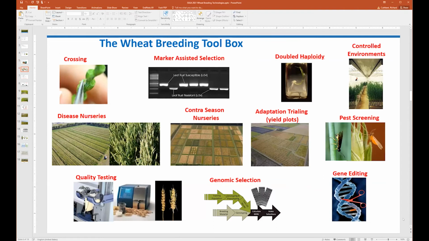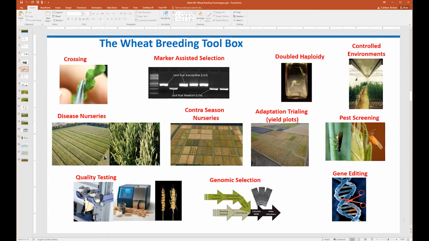So I've been referring to this as the wheat breeding toolbox. It's pretty hard to run a wheat breeding program without access to all of these tools, from the ability to do crossing. You really need to be able to do marker assisted selection. It's been in use for well over 20 years now. Doubled haploidy is important in certain cases. Access to indoor controlled environments, access to all the appropriate disease nurseries. Use of contra-season nurseries is quite important and has been for decades. It's quite a bit more efficient than using indoor controlled environments for seed increases or generation advancements.